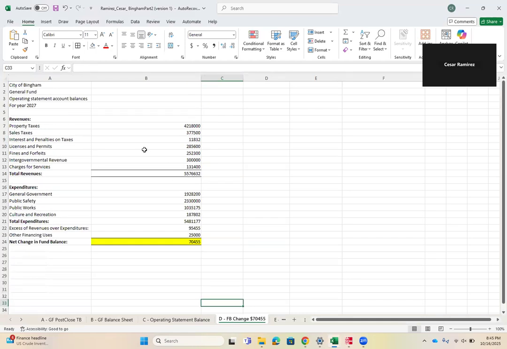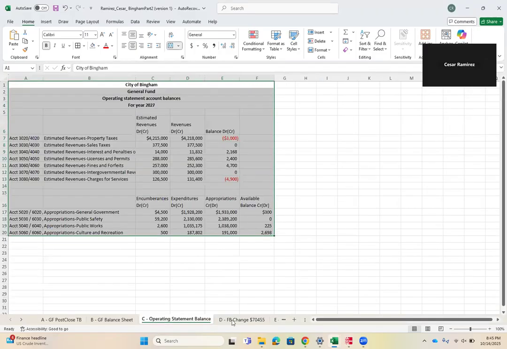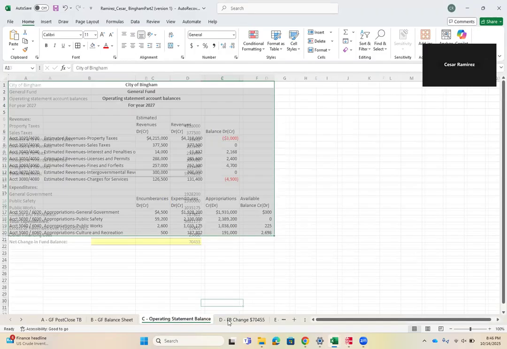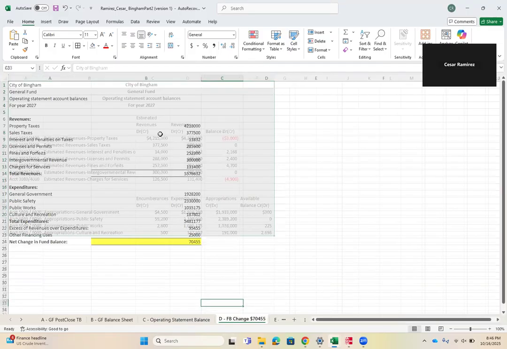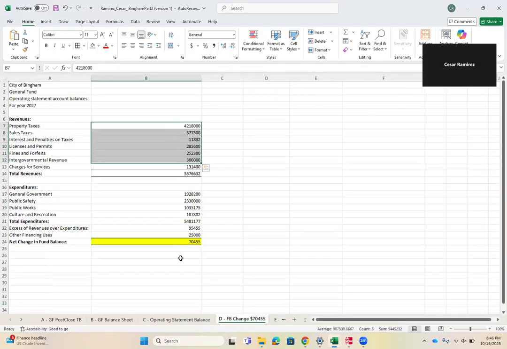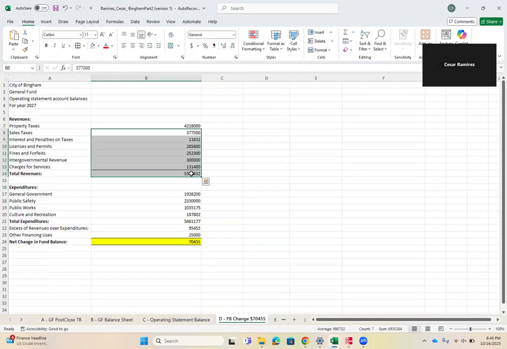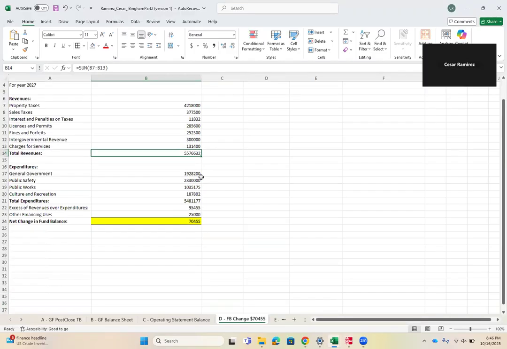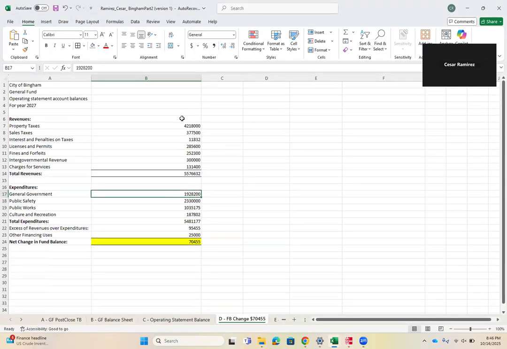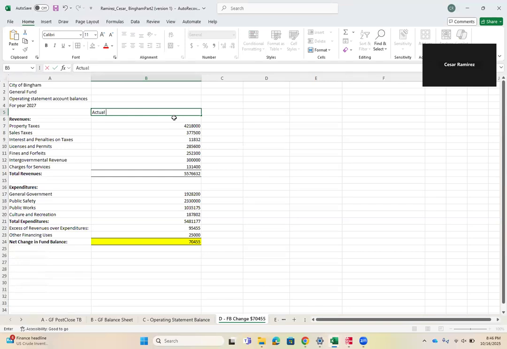And the next thing that was asked was operating statement account balances. We took that same file and just cleaned it up a little bit. We did the amounts here, which are the actual revenues. We got the total revenues, and then the same thing, total actual expenditures, which I should probably add on there actually while I'm here. Actual amounts. Clean it up a little bit.